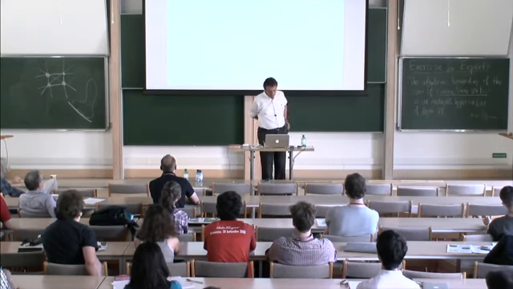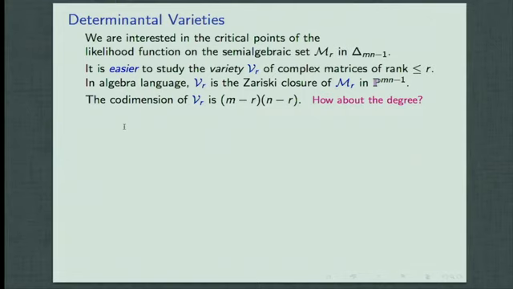So that degree, before we get there, well, we saw this actually this morning. I'm going to rephrase this a little bit more in algebra language. So we're going to be interested in critical points of the likelihood function on matrices of rank r in the simplex. As always, it's easier to close and look at the complex variety, V_r, of matrices of rank at most r.